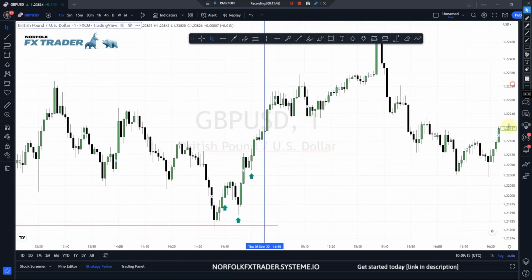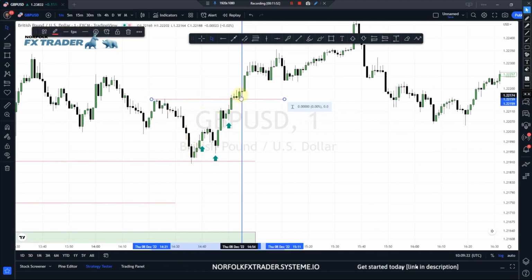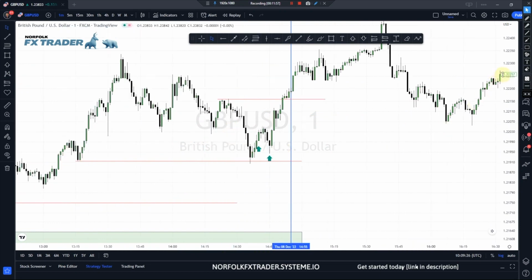And again, we do the same thing. There's our low. So the real change of character here, I would use this high. And we've already gone through that area. So once again, we've seen the change of character. What do we do? We look for the move.